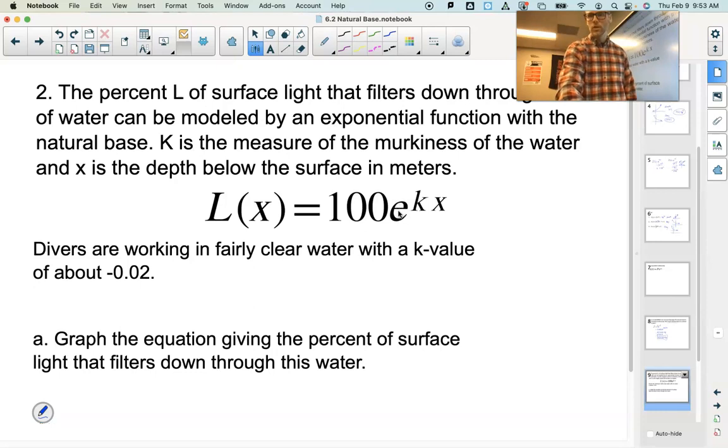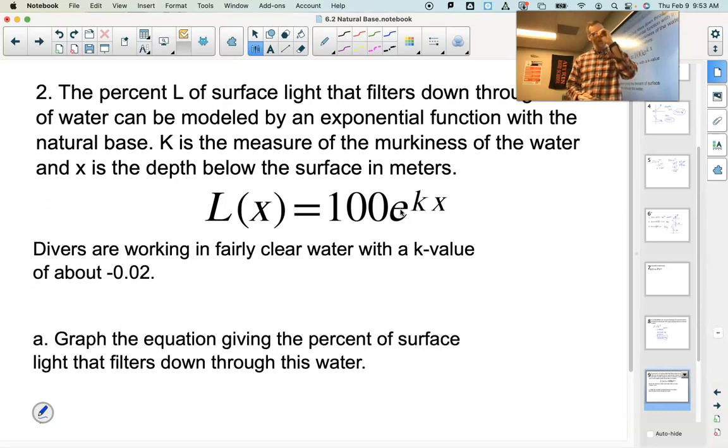We're going to use the natural base here. This is going to be continuous. And why does that make sense? How often does the water lose some of the light that it's receiving? Is it just like at every foot, all of a sudden, poof, there's less light, and then we have to wait until the next foot, and poof, there's less light? Or is it something that's constantly being filtered out, continuously losing light?